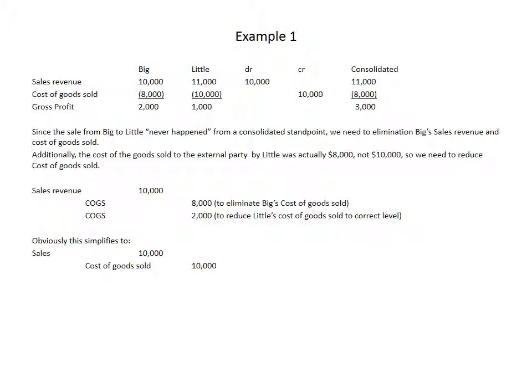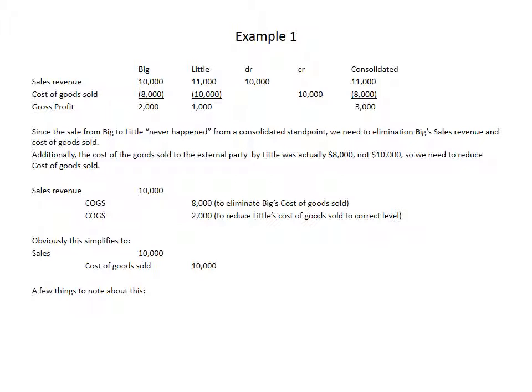We had an 11,000, again, the consolidated column in that worksheet at the top of the page represents our transactions with external third parties. We had one sale to an external third party for $11,000. That was the goods that Little sold to that third party. And we have one cost of goods sold that arose from a transaction with a third party. Big bought that merchandise from some other supplier at a cost of $8,000.